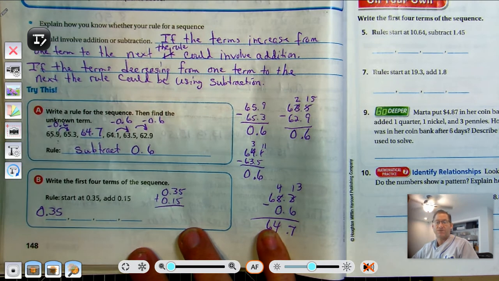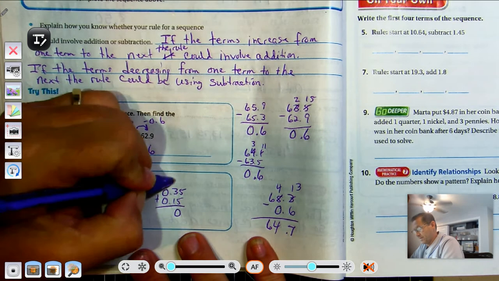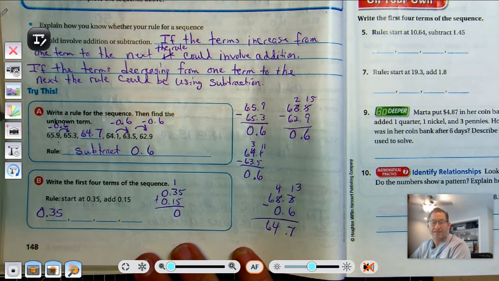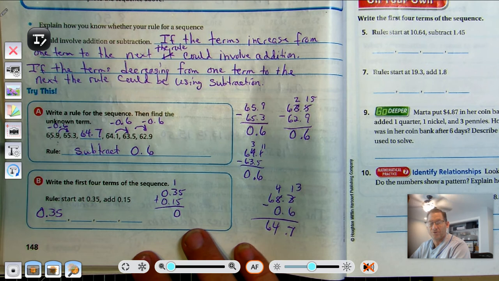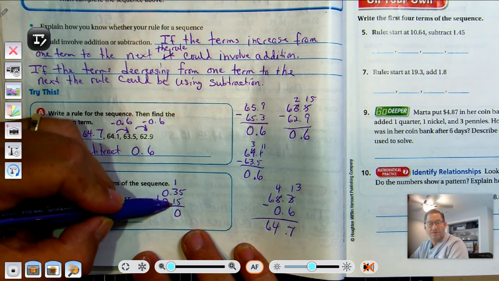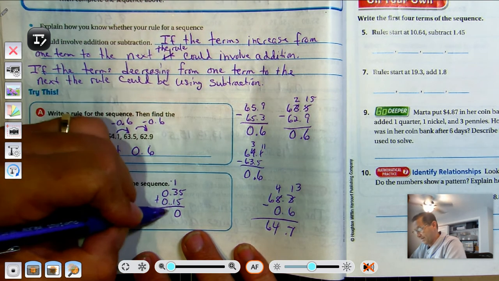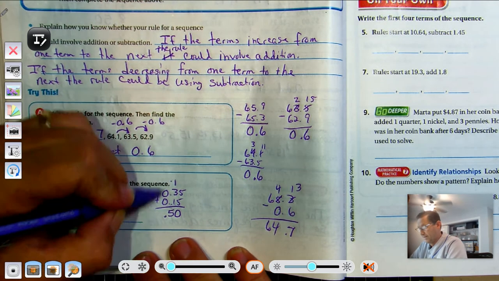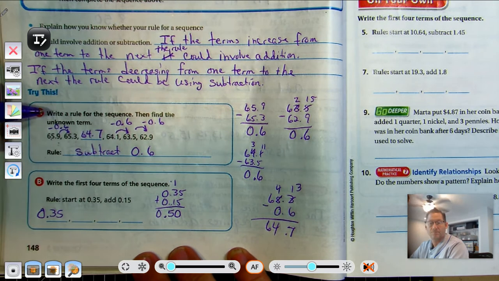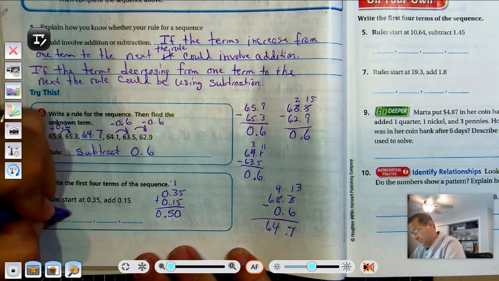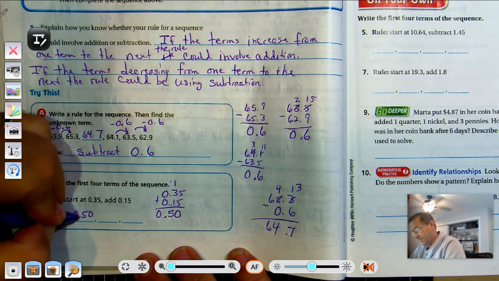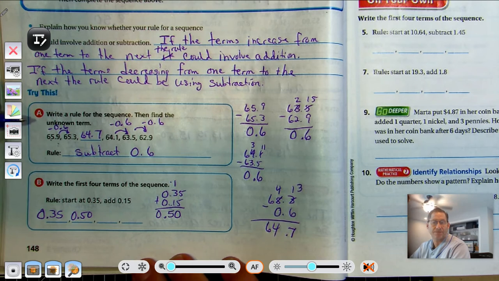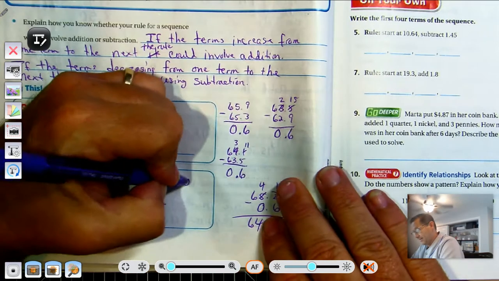Okay, so 35 hundredths plus 15 hundredths. 5 and 5 hundredths is 10 hundredths. Regroup that as 1 tenth and 0 hundredths. 3 tenths plus 1 tenth is 4, plus the regroup tenth is 5 tenths. Place the decimal, and there aren't any ones. So 0.5 or 50 hundredths.